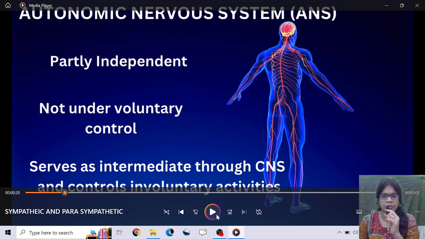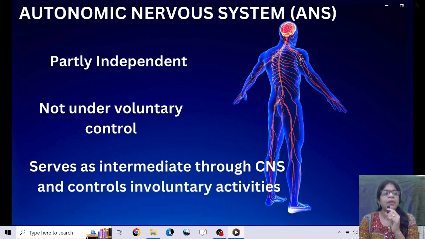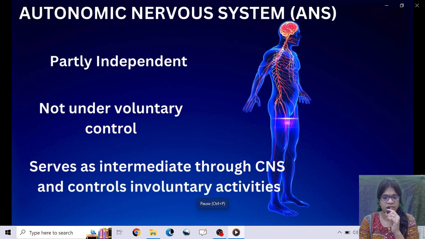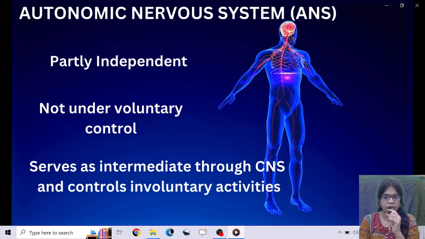It is involuntary. In the same way, the peristaltic movements of the gut, the digestion, the respiration, everything is done by involuntary actions. So these are all controlled by the autonomic nervous system. So let's talk about that in this class. As I told you, they are partly independent, they are not under voluntary control, and they serve as an intermediate through the central nervous system and control the involuntary activities.